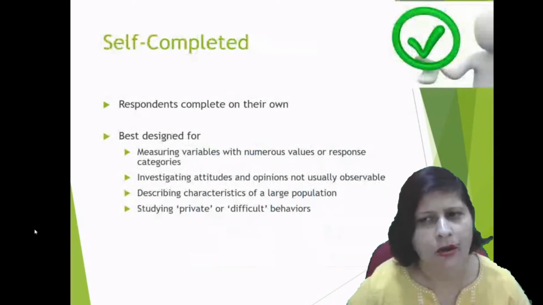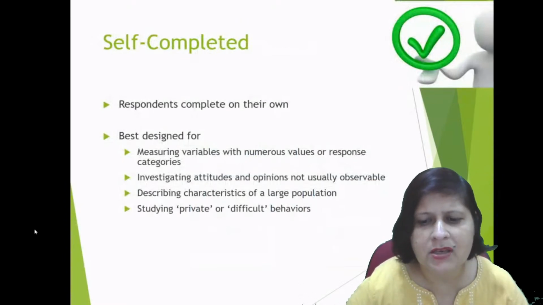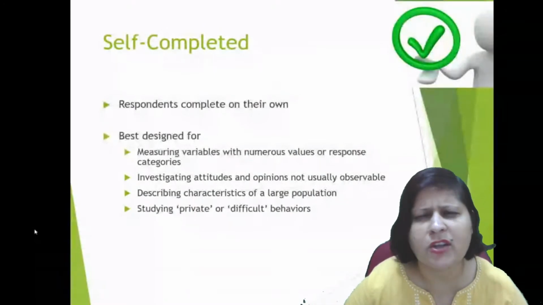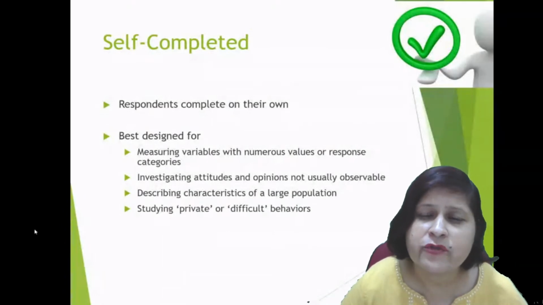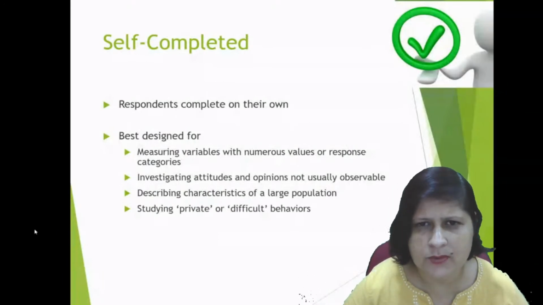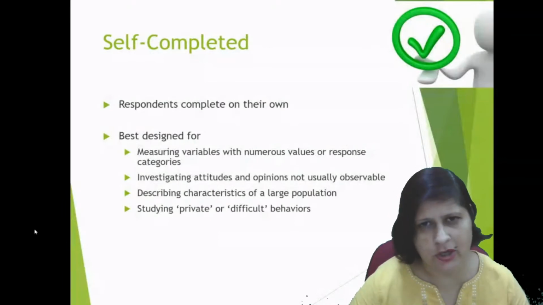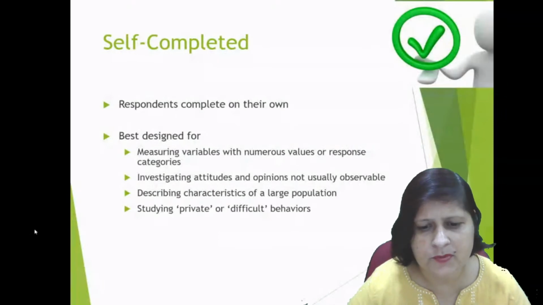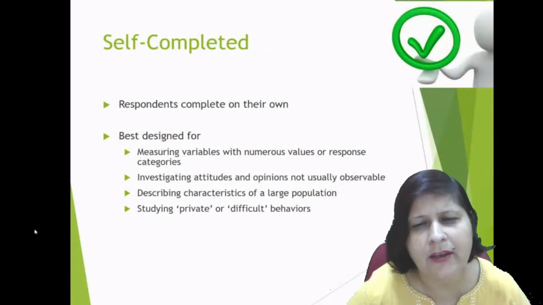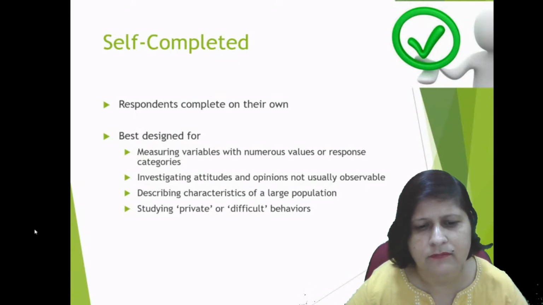Self-completed: respondents complete on their own, and it is best designed for measuring variables with numerous values or response categories, when you want to investigate attitudes and opinions not usually observable. Suppose you want to observe stress, job satisfaction, or customer satisfaction level, which are not usually observable. Describing the characteristics of a large population and studying a private or difficult behavior, one should use a self-completed questionnaire.